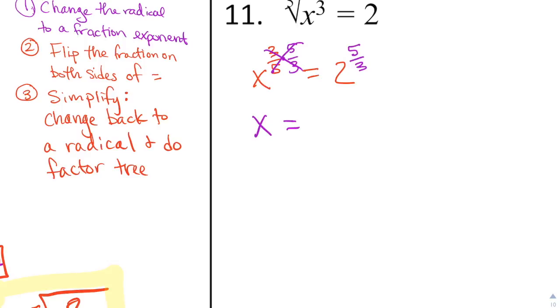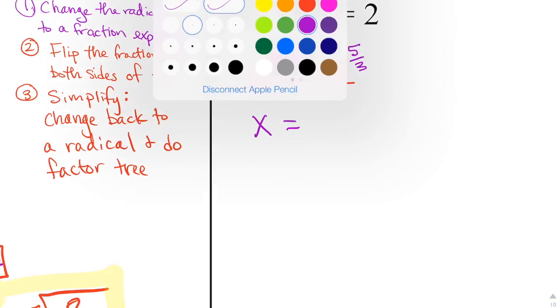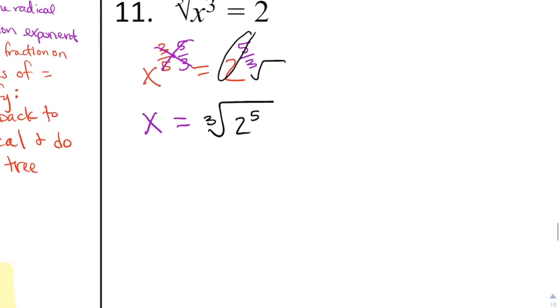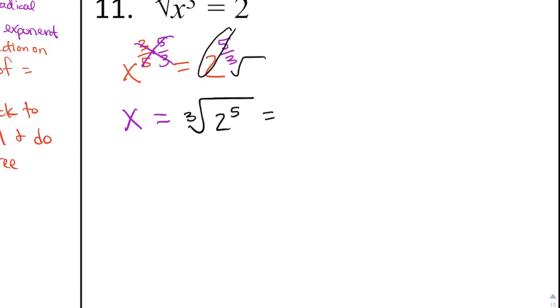And then, let's see, I have to put it back into a radical, step 3. Simplify or change back to a radical and do a factor tree. So, let's see. It's a cube root, so I'm going to have 3 on the outside, and then 2 to the 5th on the inside. And I can rewrite 2 to the 5th. That means I have 5 of those. So I'm going to put that 3 on the outside because I need 3 of a kind. And I have 5. 1, 2, 3, 4, 5. All right. And 3 of those, 1, 2, 3, can go out on a date.